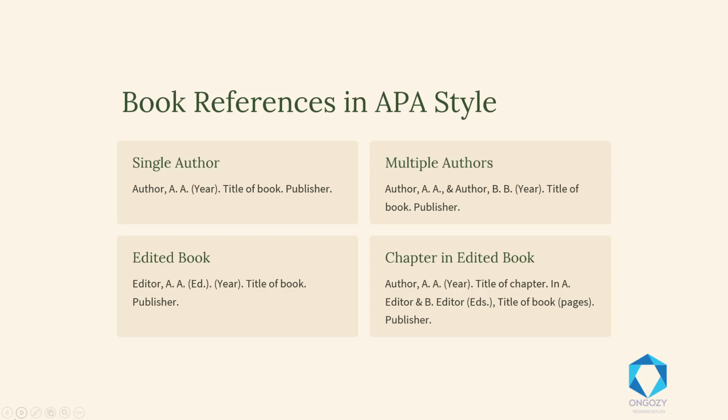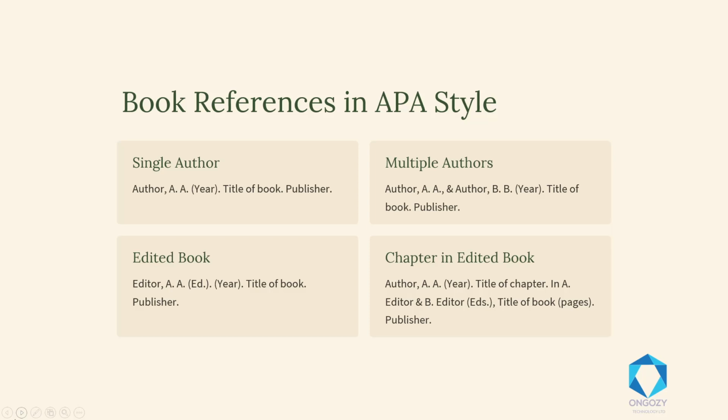When you are doing multiple authors, you have to write all the authors. So the first author, that is their last name, the initials of their other names, then you put the ampersand sign. Then you do the other author, their last name, the comma, and then the initials of their other names, full stop, then the year of publication, the title of the book, and the publisher.